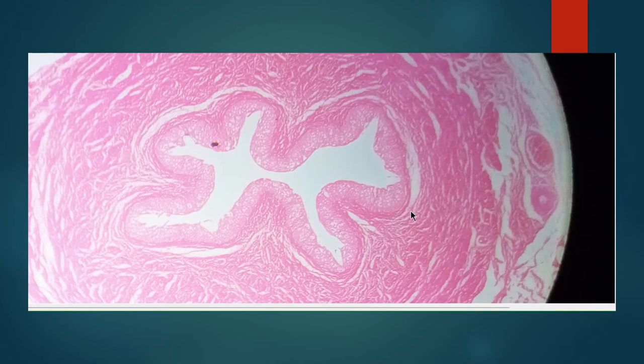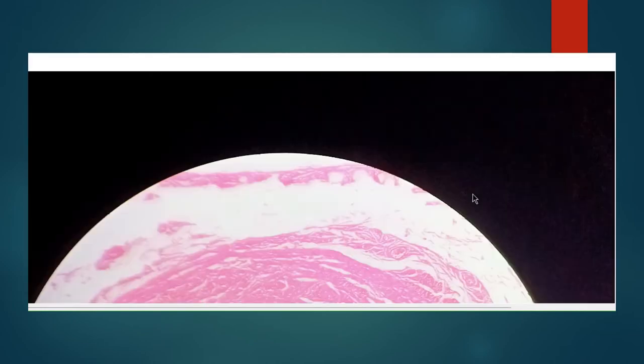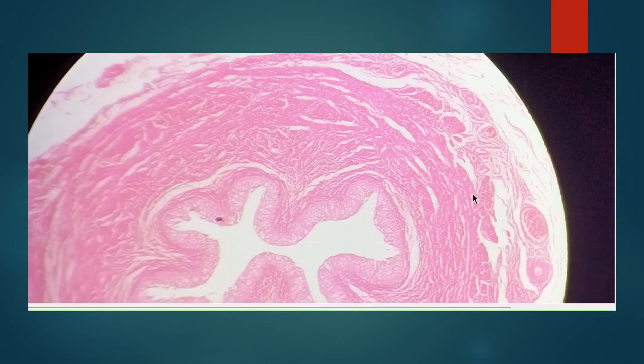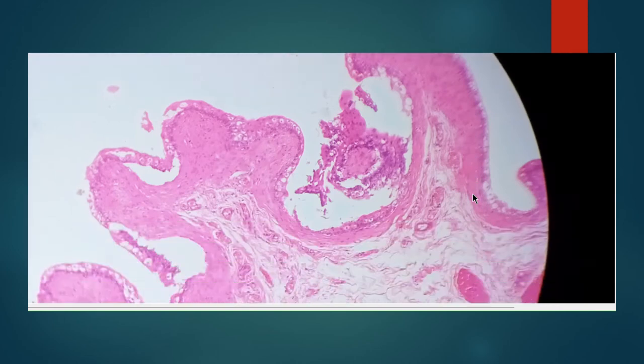And you can identify the smooth muscle layers in the tunica muscularis externa: inner circular, outer circular, and middle longitudinal muscle coats we can identify. That is nothing but your ureter slide. And this is also ureter slide. This is also ureter.